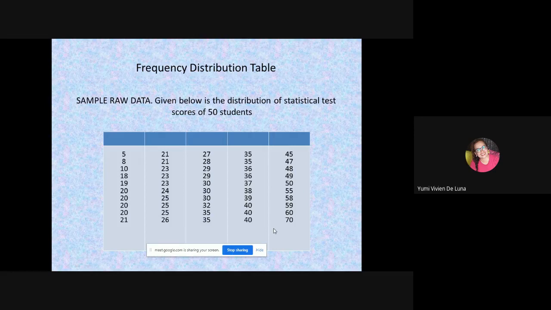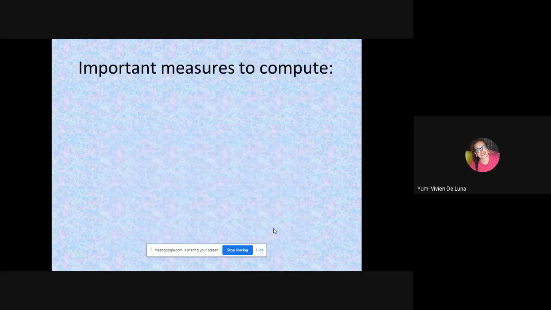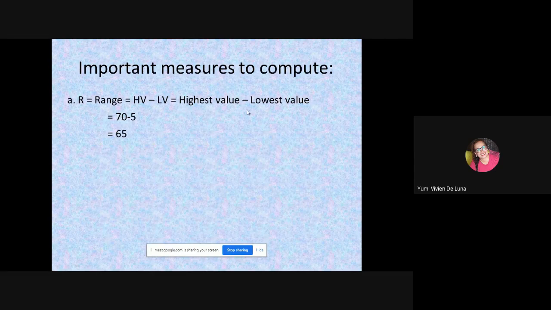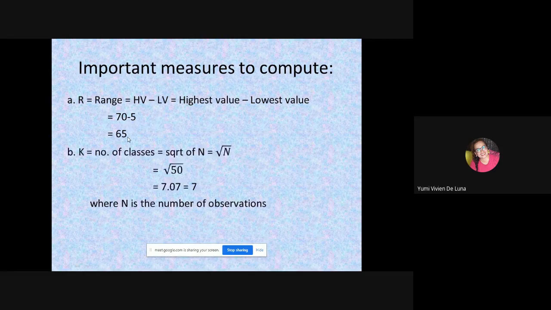Okay, the next step is to obtain these three measures. The first measure is the range. Ang formula niya po is highest value minus lowest value. So kanina sabi natin, if you recall the data, the highest value is 70, the lowest value is 5. So getting the difference of that, you have 65 as your range. Next is your K. This is the number of classes. Ang formula niya po is square root of n, where your n is the number of observations. So since we have 50, you get the square root of that, we have 7.07. So the rule is it must always be rounded off to whole numbers.